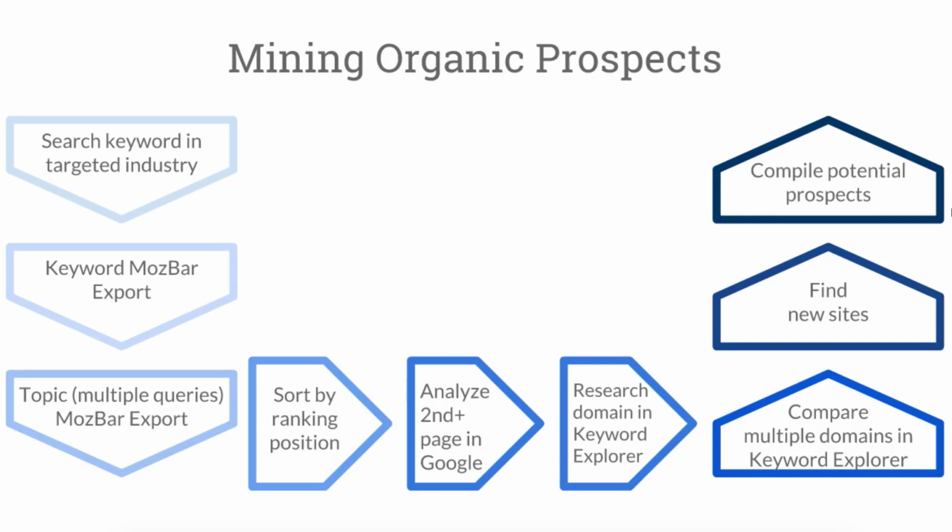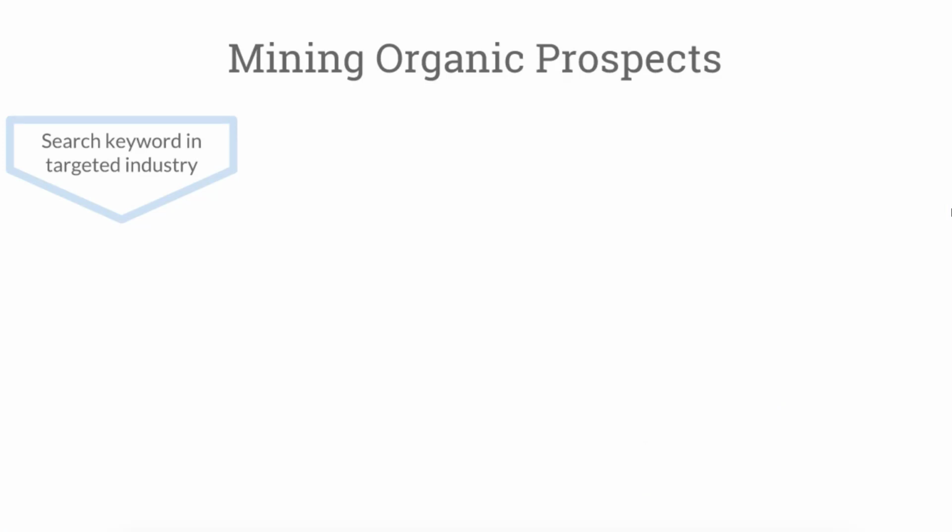one by one. It starts with searching a keyword in your targeted industry and then performing a MOZbar export, and then performing that export for several keywords. We'll then take that export, sort it by ranking position, analyze it, and take some of those domains and compare them in Keyword Explorer, find some brand new sites, and then compile all those potential prospects together. So we're going to go through each step one by one. So let's start with that very first step.